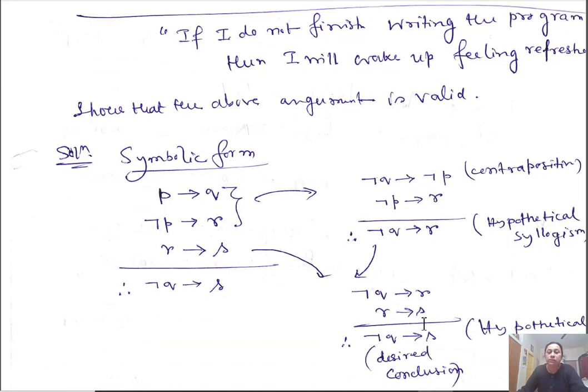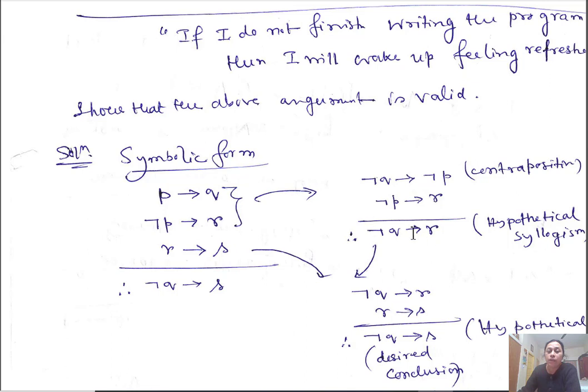Okay, so you can simplify this. The first one, P implies Q, is equivalent to its contrapositive statement, that means negation of Q implies negation of P. And the second one is negation of P implies R. If you apply the hypothetical syllogism, you get negation of Q implies negation of P, negation of P implies R, therefore negation of Q implies R.